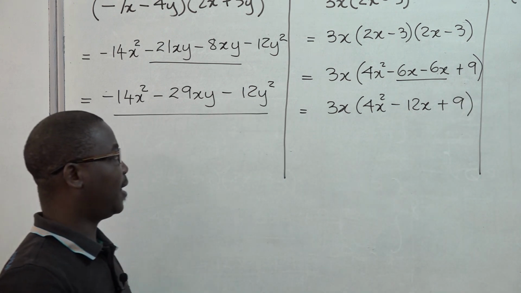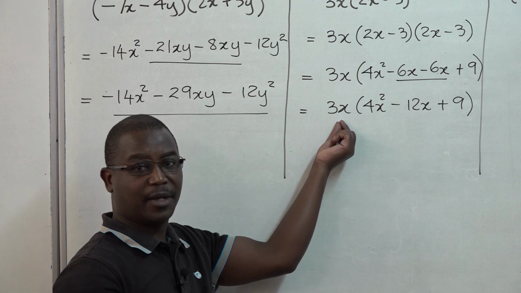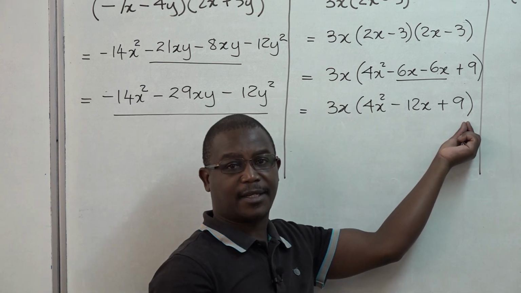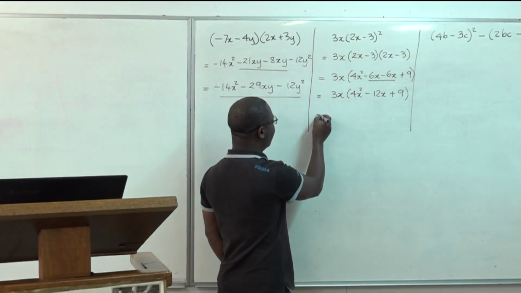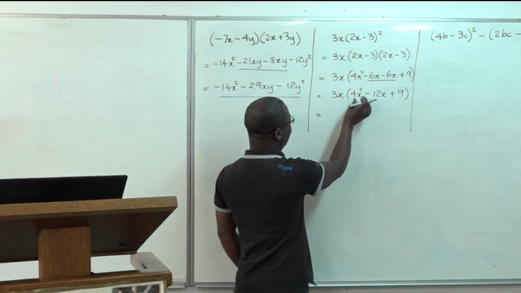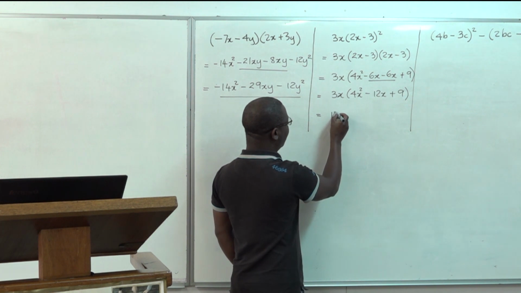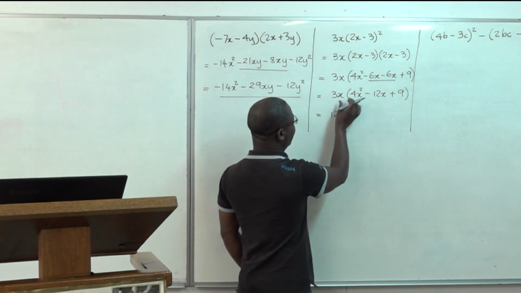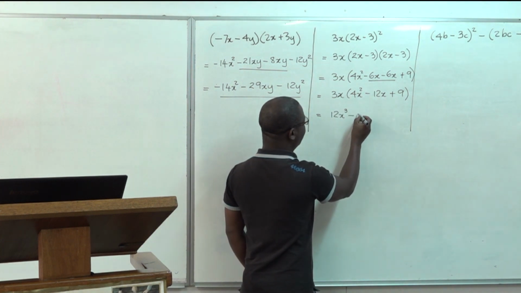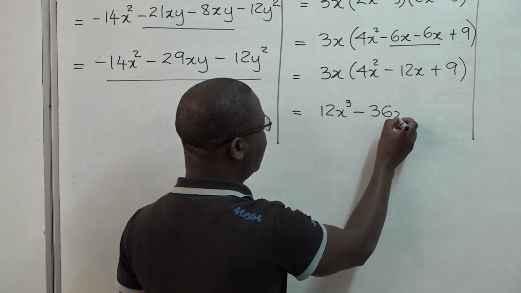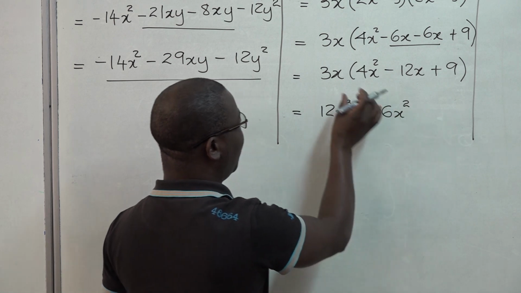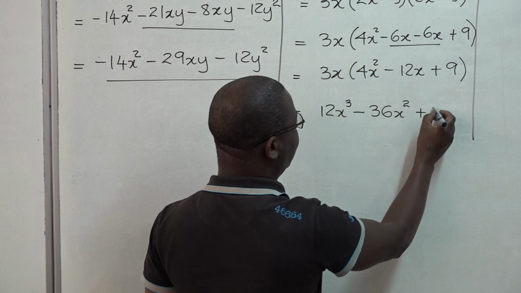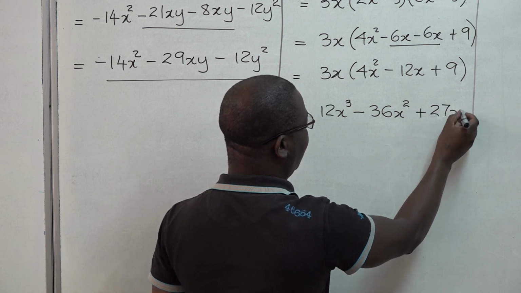Then at this stage, I can multiply this monomial with the trinomial that we have created inside the bracket. In a similar process, 3x times 4x squared gives us 12x cubed. 3x times minus 12x gives us minus 36x squared. And then 3x times 9 gives us plus 27x.